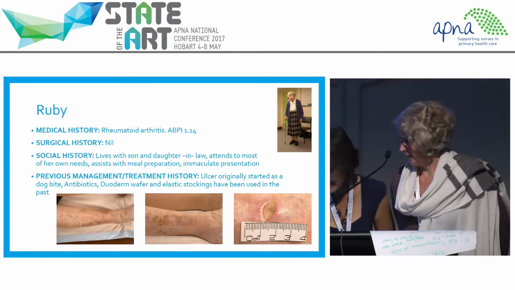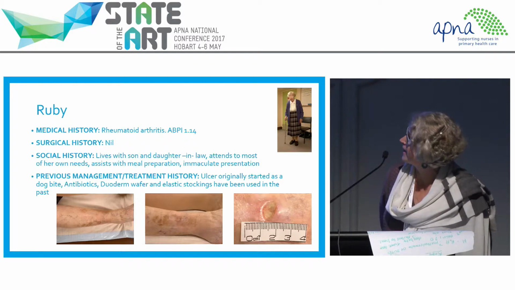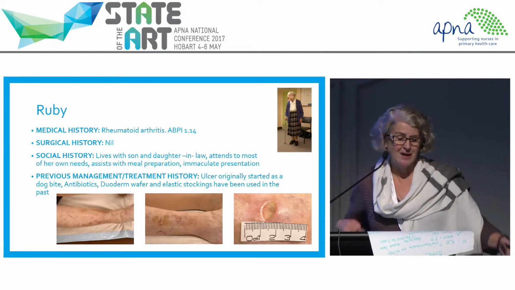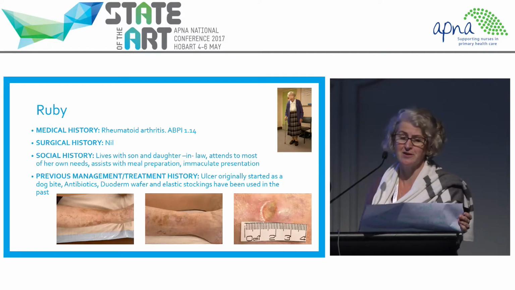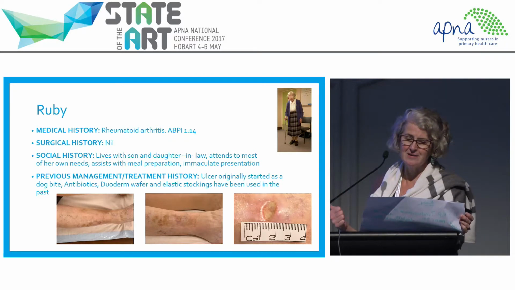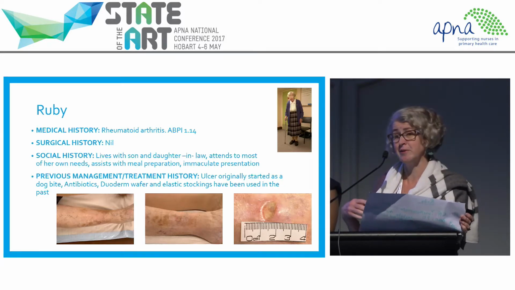So we had, I've got 5 minutes. We had the lovely Ruby, delightful elderly lady, rheumatoid arthritis. As you can see, we had some questions there in our history. Rheumatoid arthritis, what medications is she on? Methotrexate or a prednisone or some sort of autoimmune suppressant type thing, so that might be delaying healing. We had an ABPI, which we'll come to later. We figured her diet's probably okay because she lives with her family.